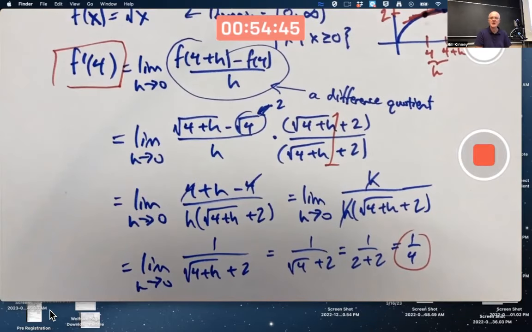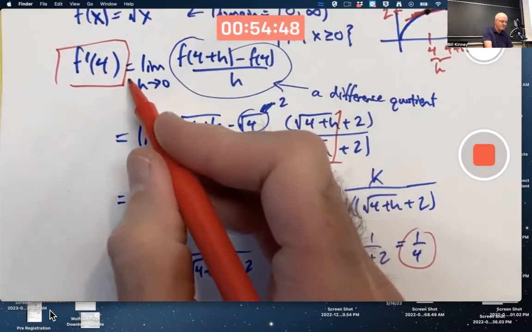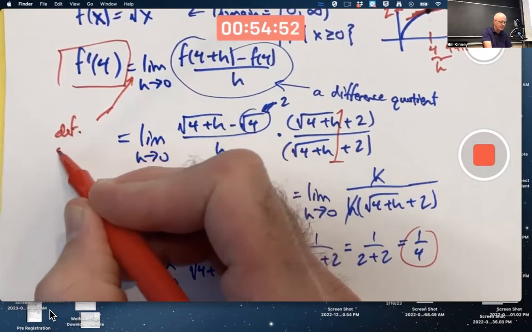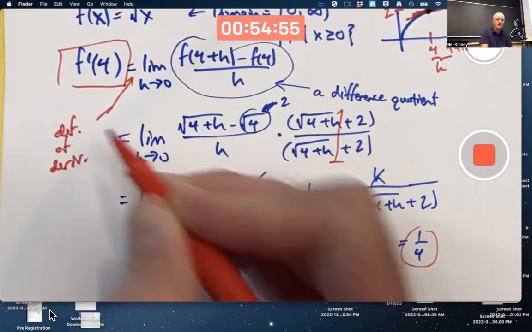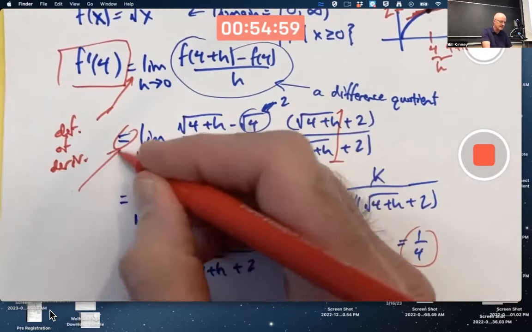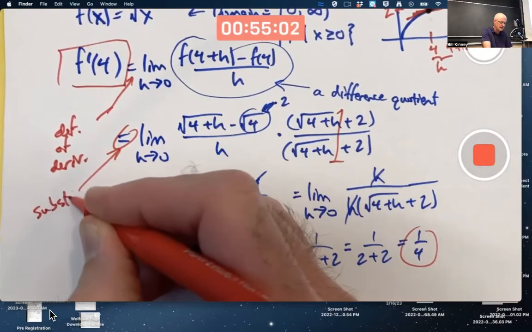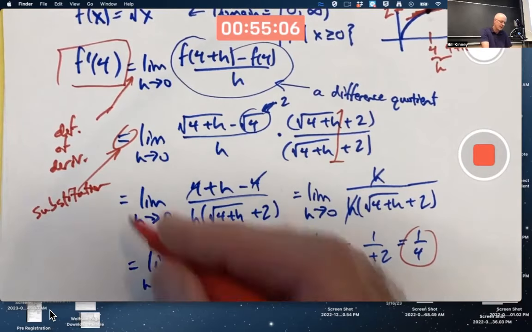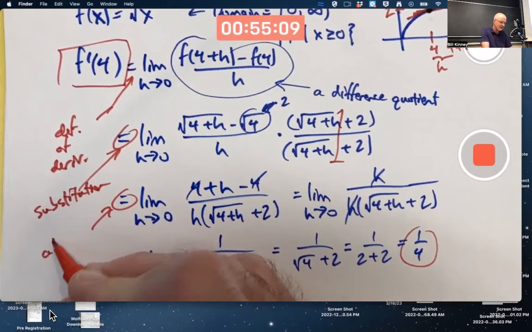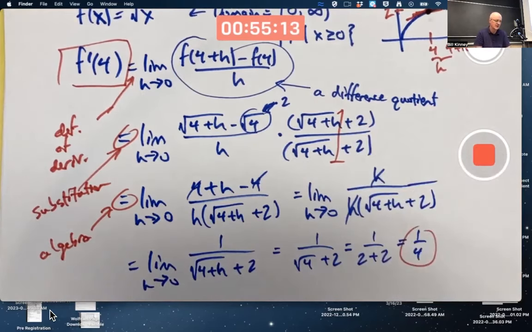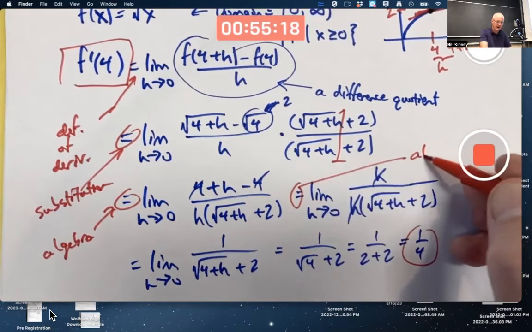Can I justify each equality? That equation is just the definition of the derivative. Def of deriv. This equation here is substitution. I'm using the function formula. This equation right here, we can just say is algebra. I'm multiplying by a disguised form of 1, so I don't change the expression. There's more algebra right there.